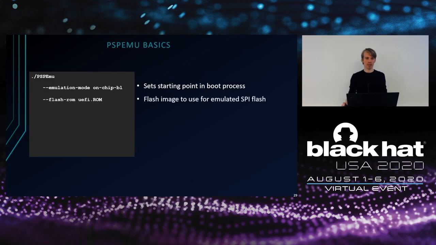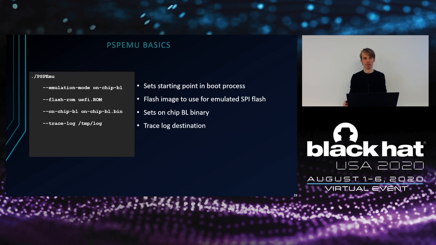The second argument selects the flash image to use for the emulated SPI flash. And as we've selected to start emulating with the on-chip bootloader, we also have to load that one as well. If you decide to start with the off-chip bootloader or the secure OS, you have to use different arguments to load that one into SRAM. Then you set the destination of the trace log. Everything which is deemed important by the emulator will be logged to the trace log, like I/O reads and writes and so on.